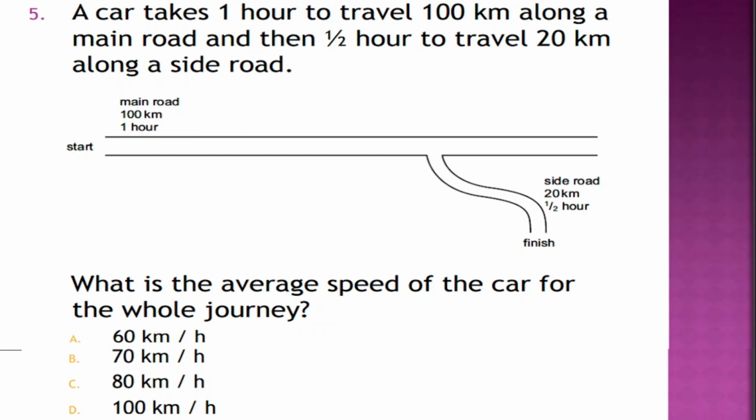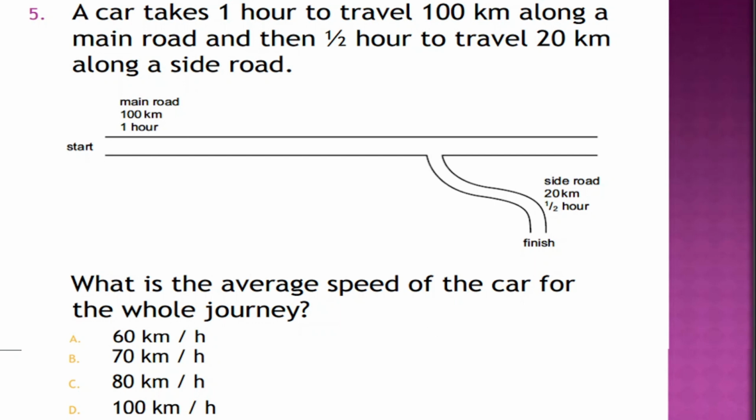Okay, then we are given another simple question. A car takes 1 hour to travel 100 kilometer along a main road, and then half an hour to travel another 20 kilometer along the side road. So first the car has to cover a distance of 100 kilometer, and it takes 1 hour to cover 100 kilometer. And then for the next step, a 20 kilometer distance along the side road was covered in half an hour. And the question is to find the average speed.